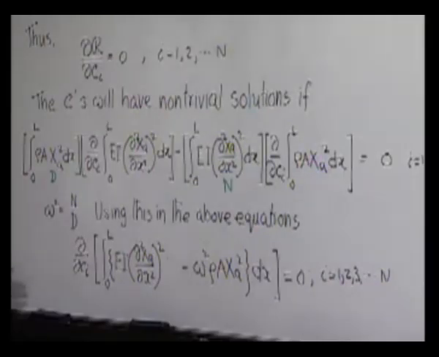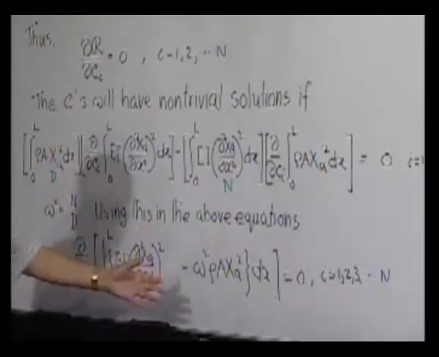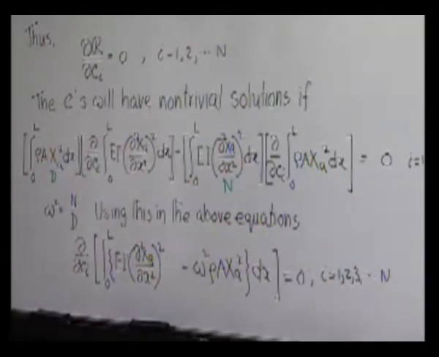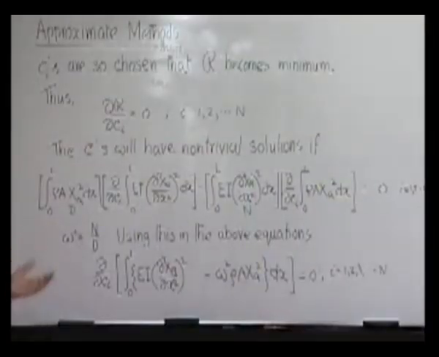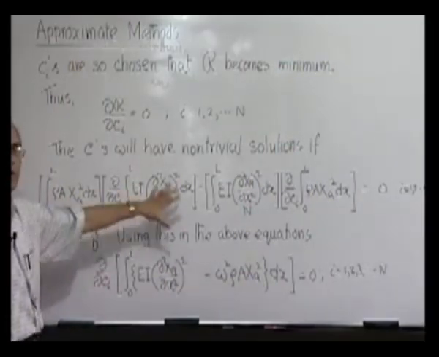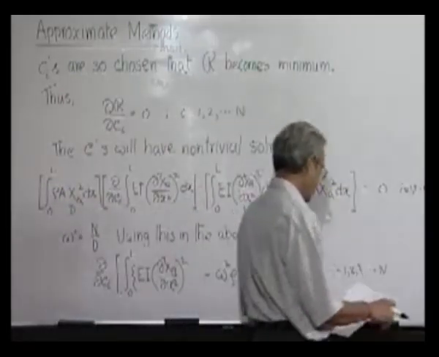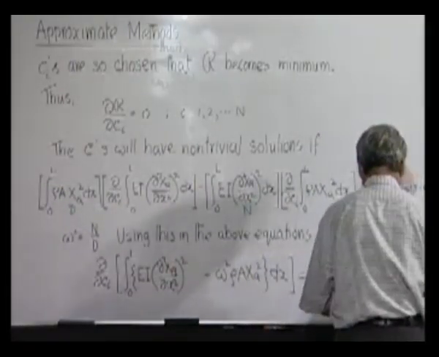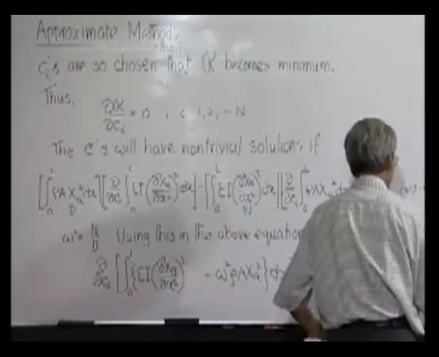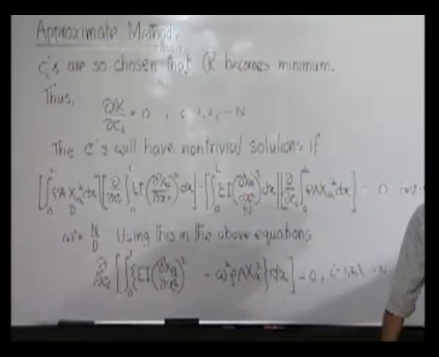So then what is done, that these n equations in Ci, C1, C2, C3 up to Cn, and these homogeneous equations can have a solution only when the determinant becomes 0. We will try to explain the whole process with the help of a specific example. Let us take the same case of a tapered beam.